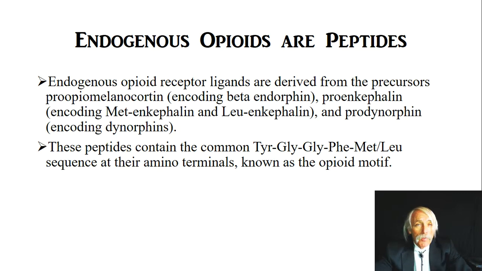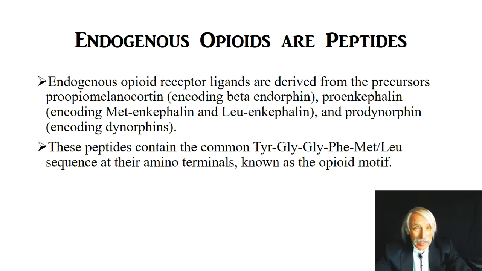So what about endogenous opioids? Of course, they're peptides. Endogenous opioid receptor ligands are derived from precursors. I already told you the POMC, which is pro-opiomelanocortin. That encodes beta endorphin. Then you have proenkephalin, which encodes the met-enkephalin and leu-enkephalin. And then you have prodynorphin, which encodes the dynorphins.